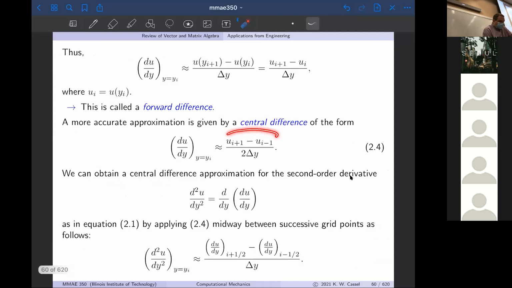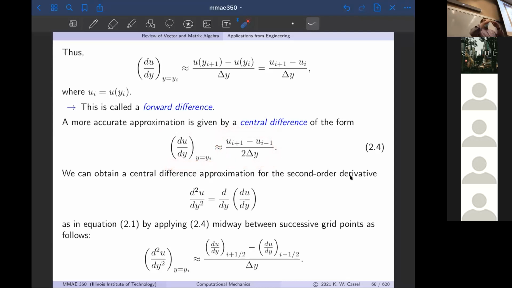So this is still only an approximation for the first derivative, but it's actually better. And I don't know how much better yet, but when we use the Taylor series, we can actually prove that it's better, and we can quantify how much better it is. So this is the one we're going to use. So 2.4 is an approximation for the first derivative at a location in my domain. And I can apply this at any y_i.